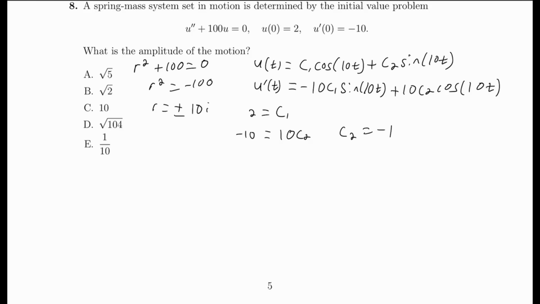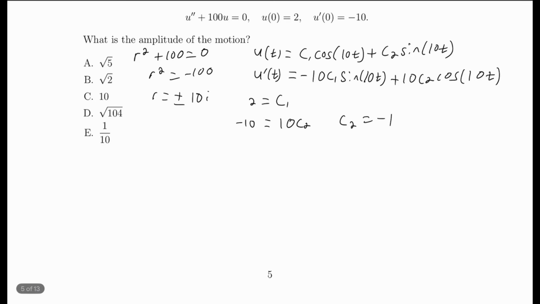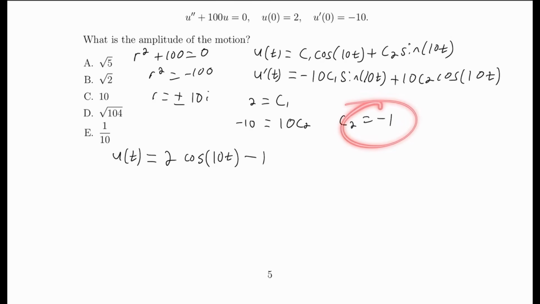We can now go ahead and plug this back into our general solution. So we get u of t is equal to c1 is 2, so 2 cosine 10t minus 1 from our c2 value right here, sine of 10t. Now this is our solution to the differential equation, but this doesn't really help us with the amplitude because we've got two terms here.